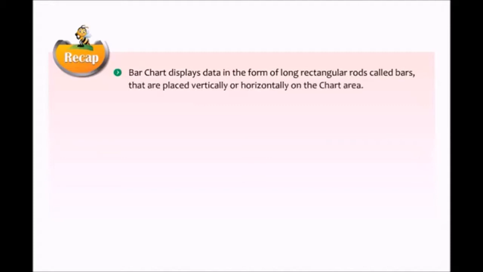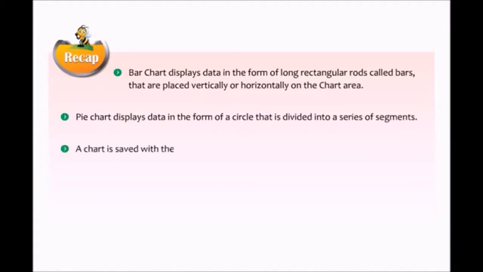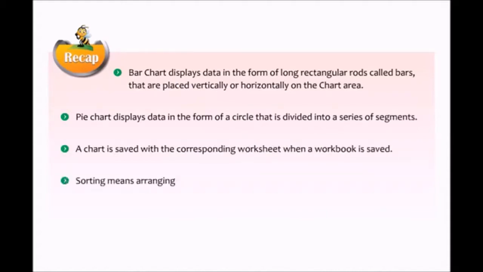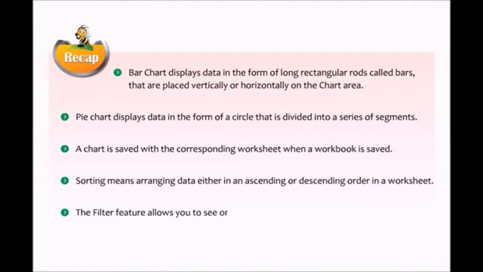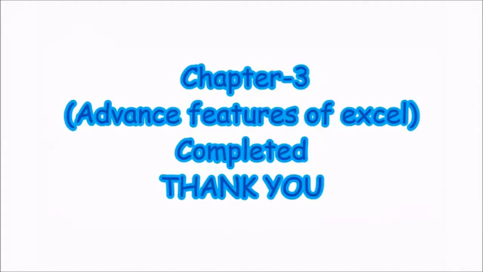Bar chart displays data in the form of long rectangular rods called bars that are placed vertically or horizontally on the chart area. Pie chart displays data in the form of a circle that is divided into a series of segments. A chart is saved with a corresponding worksheet when a workbook is saved. Sorting means arranging data either in an ascending or descending order in a worksheet. The filter feature allows you to see only those records that you want to display, while it hides the rest of the data temporarily from the view.